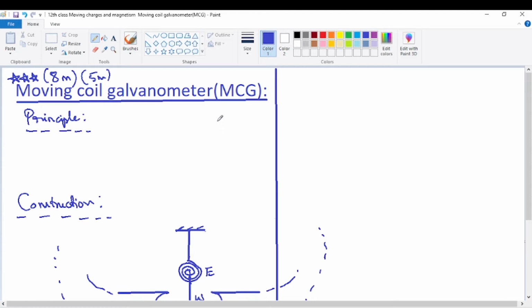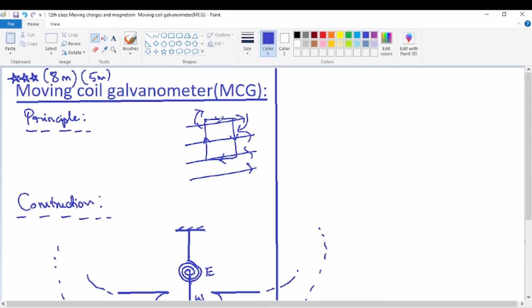The reason is it consists of a coil. Basically it consists of a rectangular coil like this. When current is passed through the rectangular coil and this coil is placed in a magnetic field, the coil experiences a torque. It turns. A turning effect is experienced. This turning effect is simply called torque. Either clockwise it can turn or anti-clockwise it can turn.